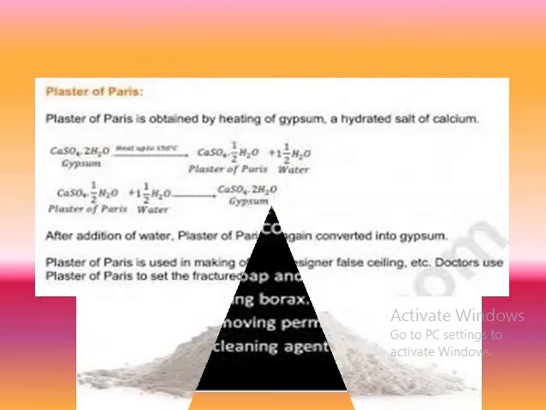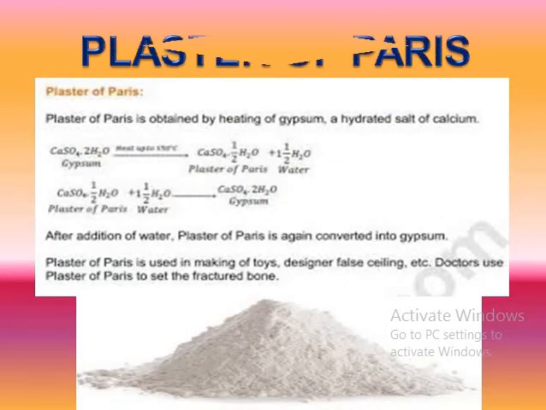The last salt which we will study now is plaster of Paris. Now this plaster of Paris is basically calcium sulfate hemihydrate. Now this hemi is half H2O. Calcium sulfate is CaSO4. So the formula comes out as CaSO4.½H2O.